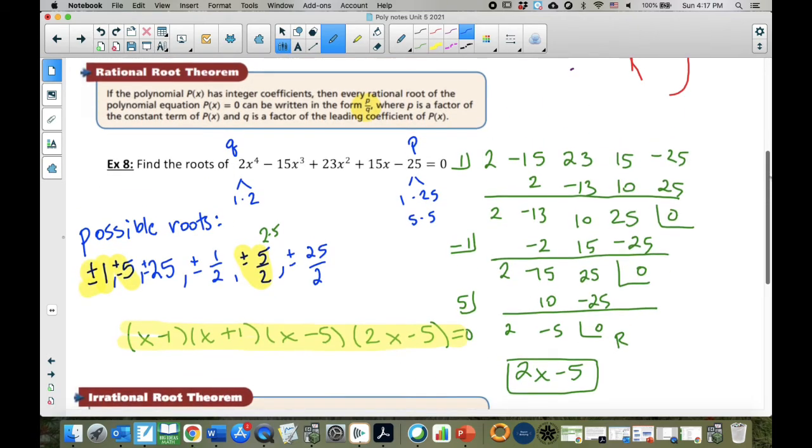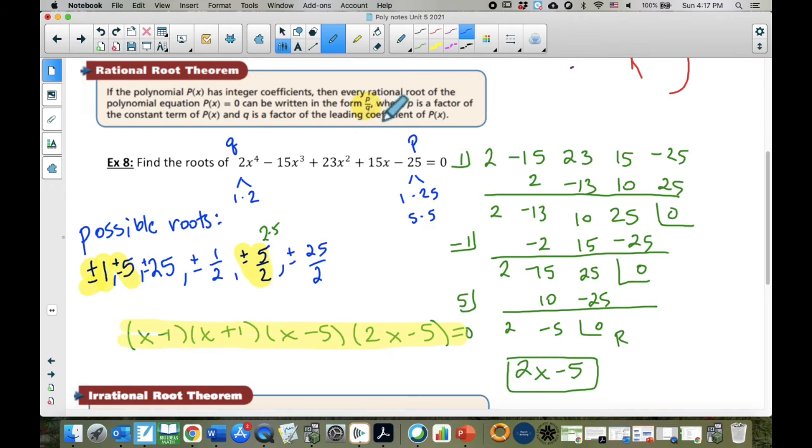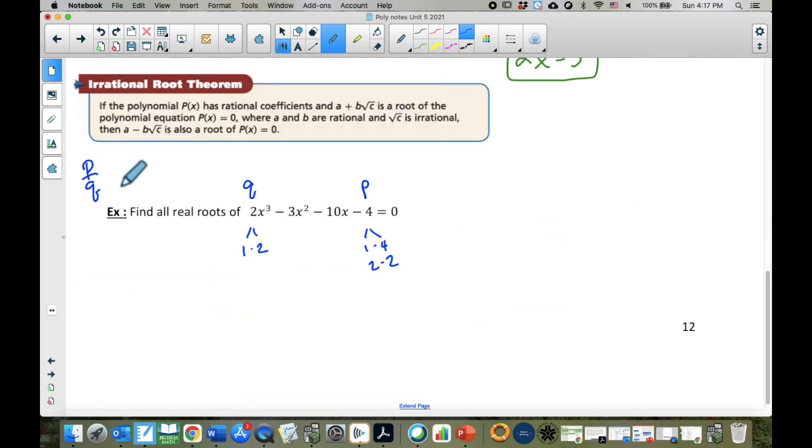Back to the rational root theorem for just a second. We put p over q. That is the whole numbers on the top, or excuse me, the last term on the top, the first term on the bottom. So we just have to remember that.